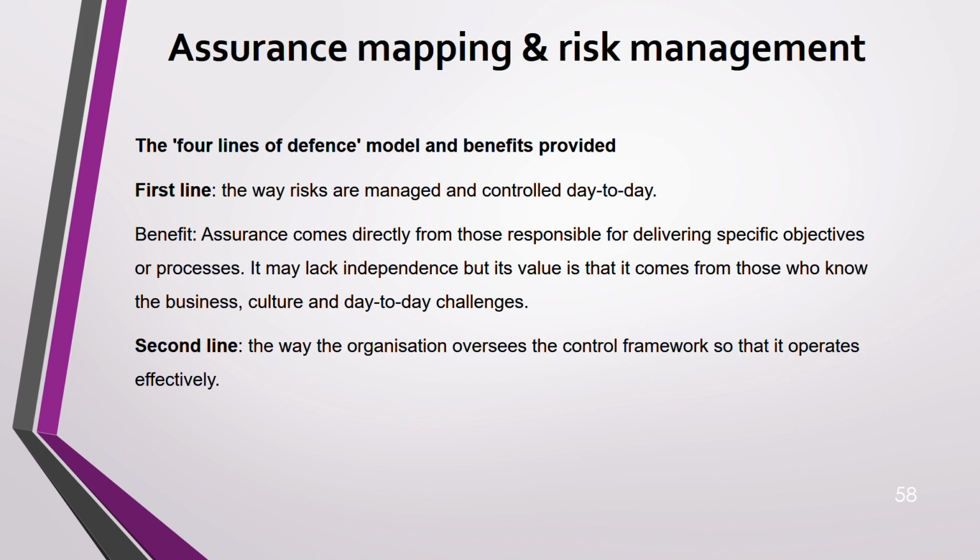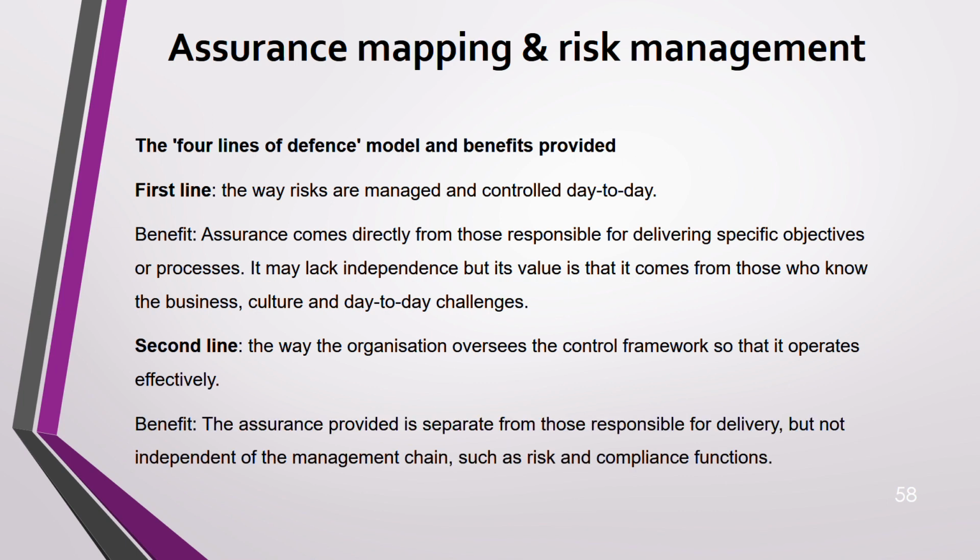Second line is what? The organization oversees the control framework so that it operates effectively. The organization is the one who oversees the control framework, the board. The benefit is they are separate from the ones who are delivering the assurance. The board is not doing the delivery, it is management. So assurance is given from a separate individual. But again, they are not independent of the management chain. They are also part of it.